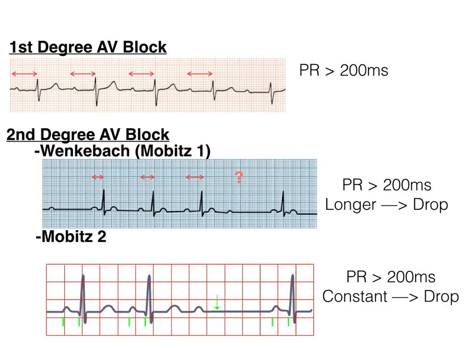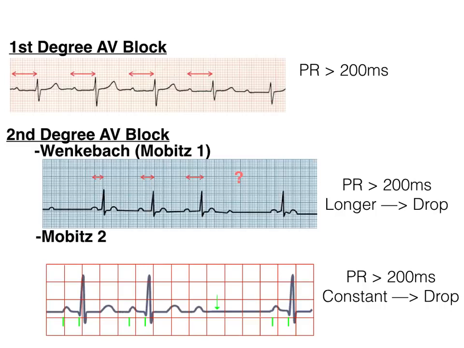Now look in the example here. That green down arrow shows you where a QRS complex should be, but the beat is dropped. Meanwhile, the PR interval is still lengthened, as you can see by the green little ticks. That's a Mobitz Type 2. So again, Wenckebach gives you warning. Longer, longer, longer, drop, that is a Wenckebach block. Mobitz Type 2 is just a prolonged PR interval that drops a beat.